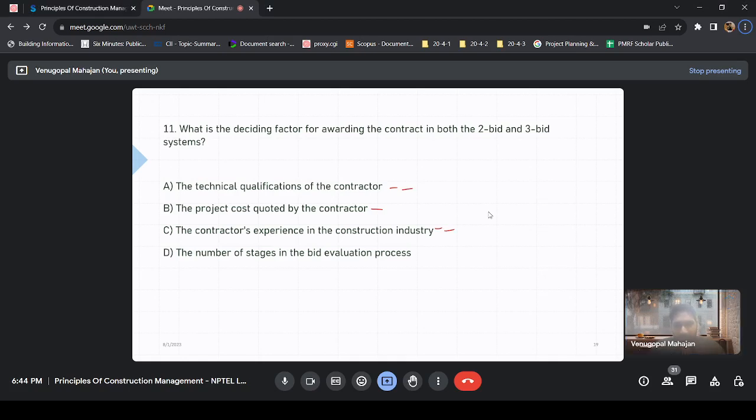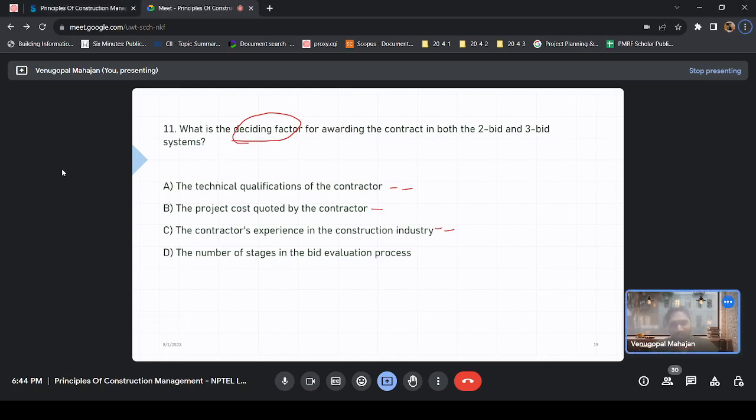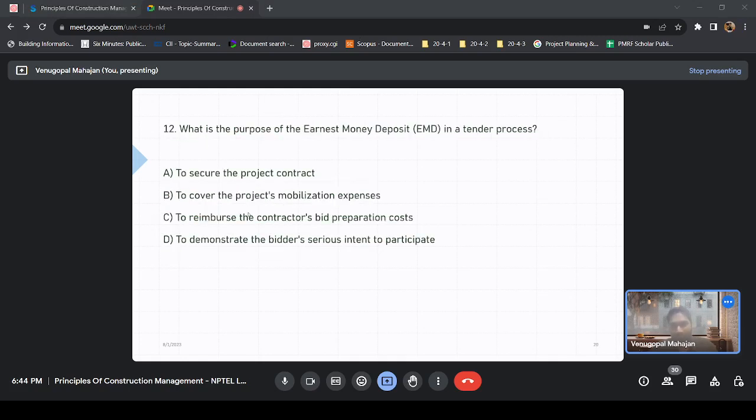In the evaluation process, finally the cost will decide the L1. After all the stages are passed and the contractors are qualified, finally the L1 will be the awarded contractor. The deciding factor, in every kind of tender, is going to be the project cost. The deciding factor will be the project cost. We'll see this in numericals.